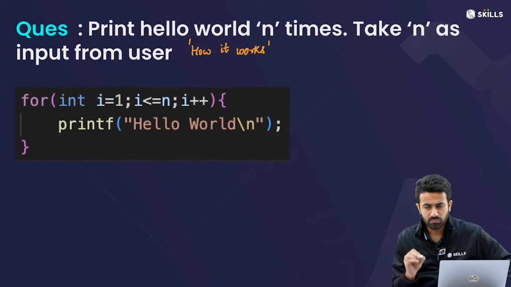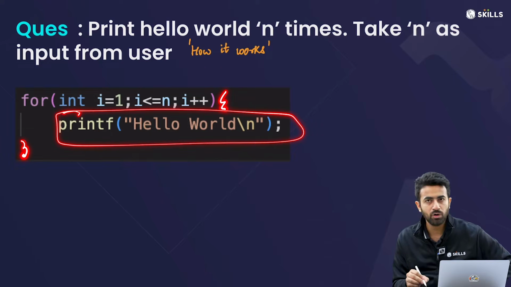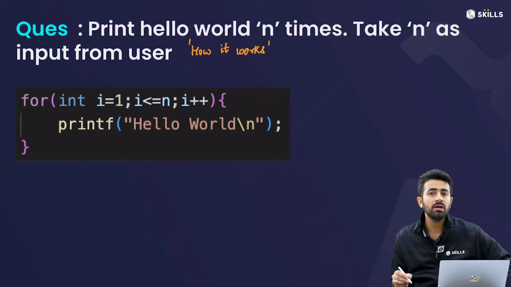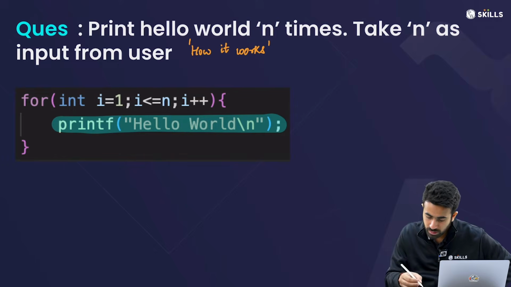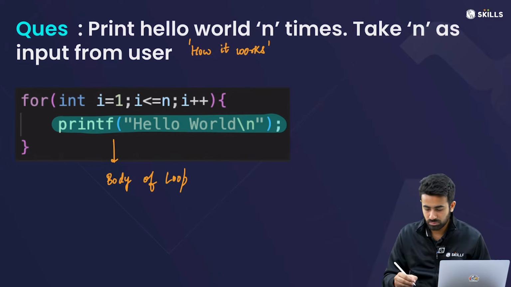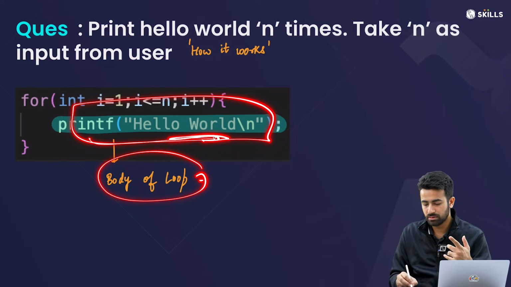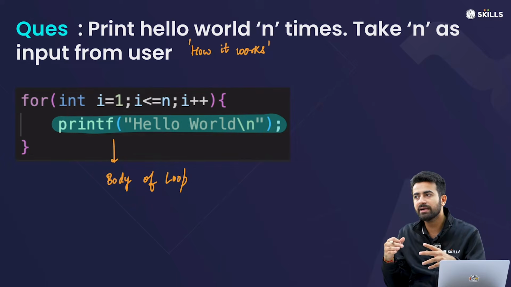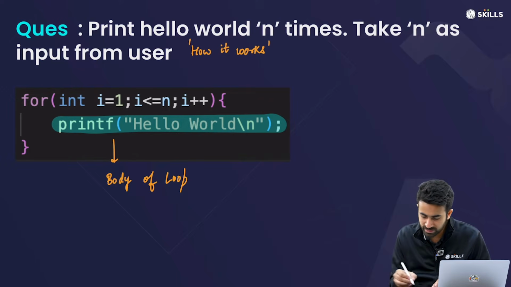First of all, whatever is between these two curly brackets, this particular thing or maybe multiple lines, is known as the body of the loop. Of course, in the body we can have multiple lines. Body of the loop means the thing that we want to repeat, the thing that is printed and we want it to be printed again and again.